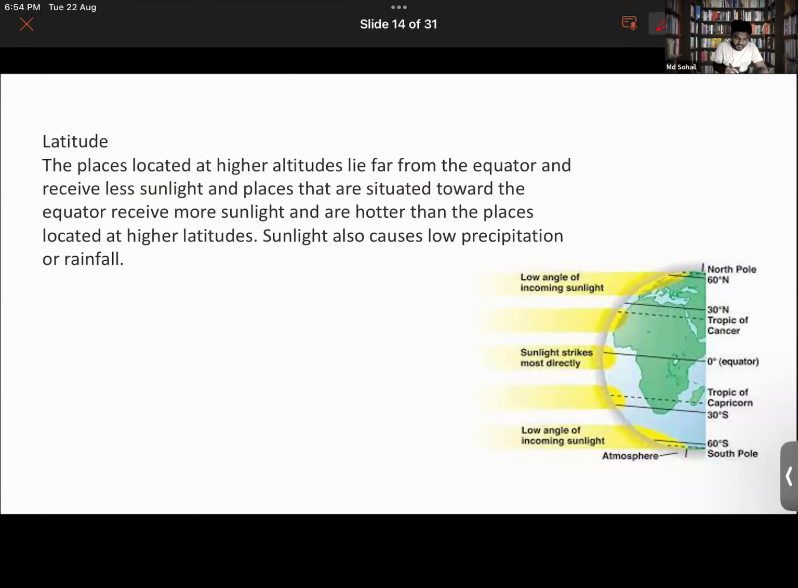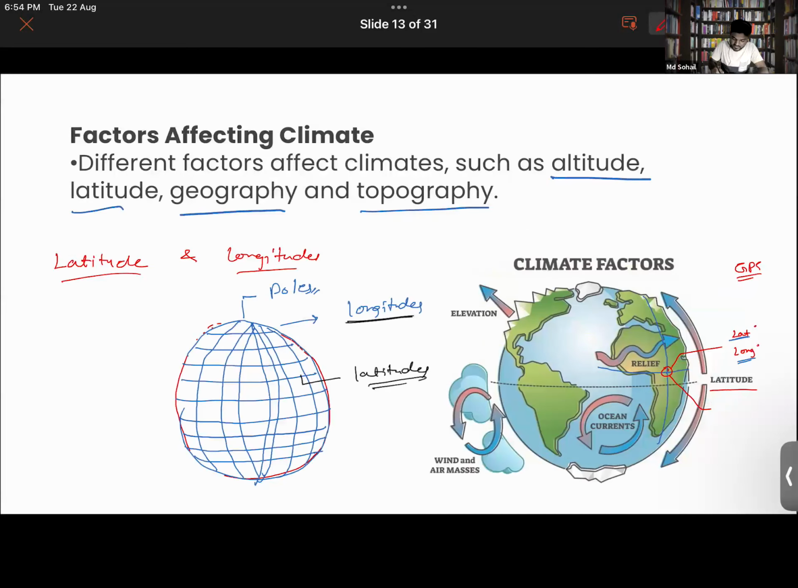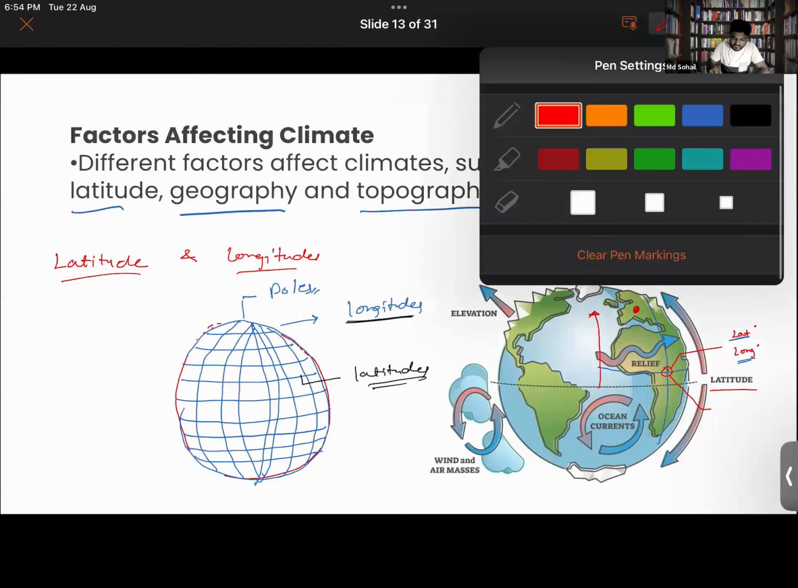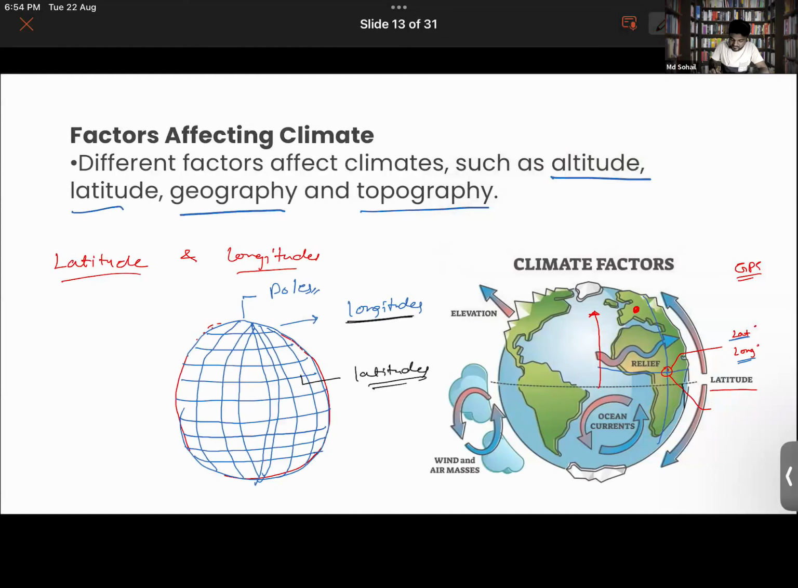So look here. There will be places that will be at higher latitudes. For example, if a place is here, this place is at higher latitude now. The line that runs from the middle of the earth here is called the equator. You guys are well aware of it. Equator at 0 degree. So if there are places that are at high latitude, it basically means being at more distance from the equator.